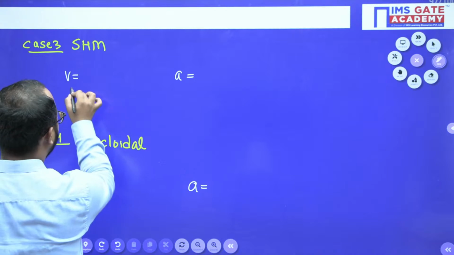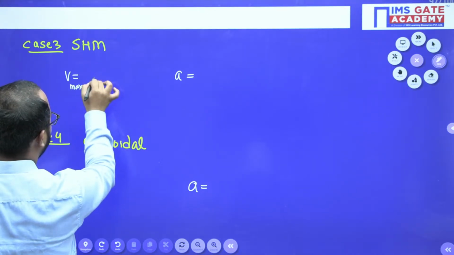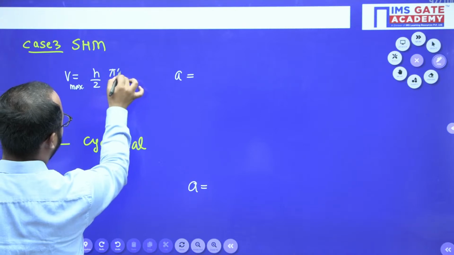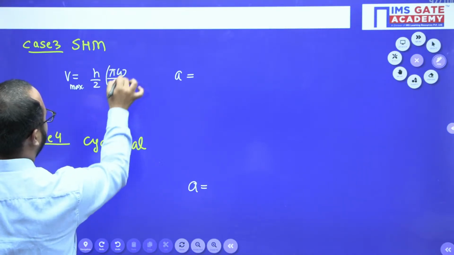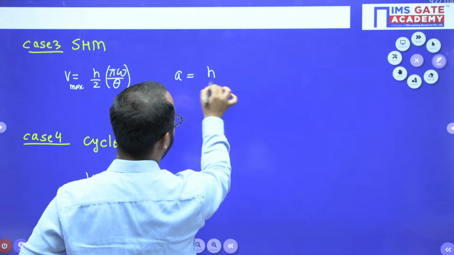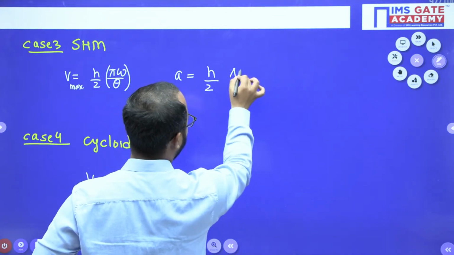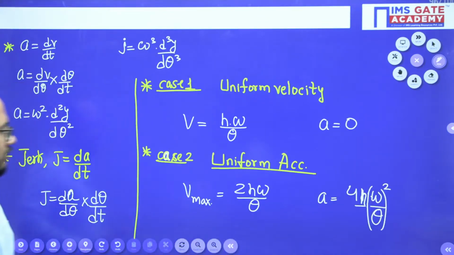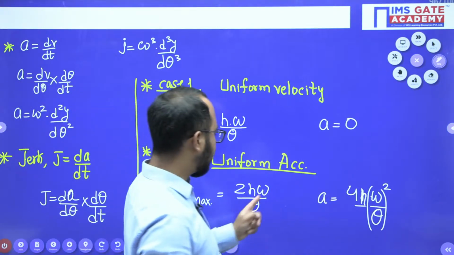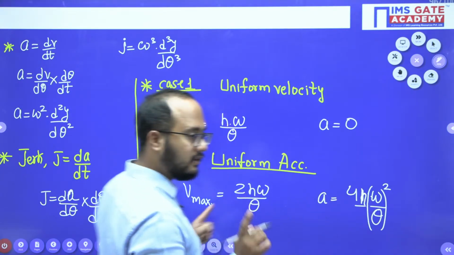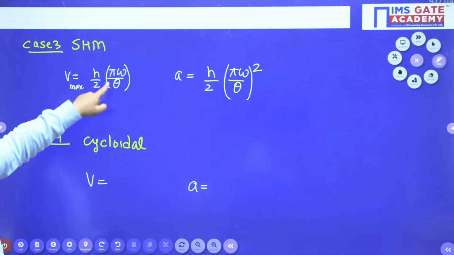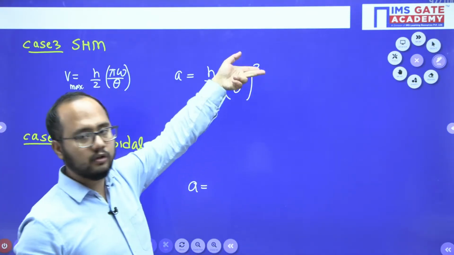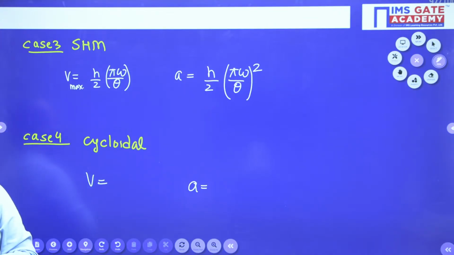Okay, here we are calling it the velocity, maximum velocity we are writing. See, h by 2 pi omega theta. Okay, just remember this one, and if you want to remember the acceleration one, just square this one, pi omega by theta square. Okay, if you try to observe this one, just twice it is there, but omega by theta whole square is there. Remember this thing. And in this case also, h by 2 pi omega by theta, h by 2 pi omega by theta whole square acceleration. Right, like that you can remember the formulas of the velocity and the acceleration case.